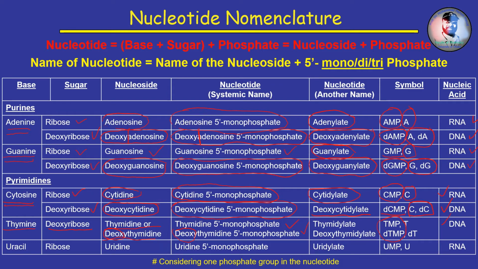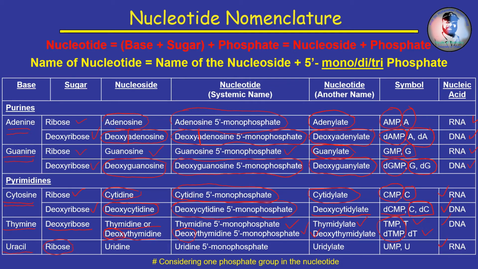This nucleotide has other symbols, that is T and dT, which are used to write the sequence of a DNA chain. Thymine-containing DNA's nucleotide has another name, which is deoxythymidylate or thymidylate.